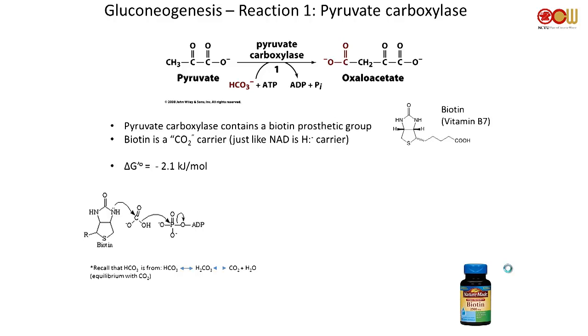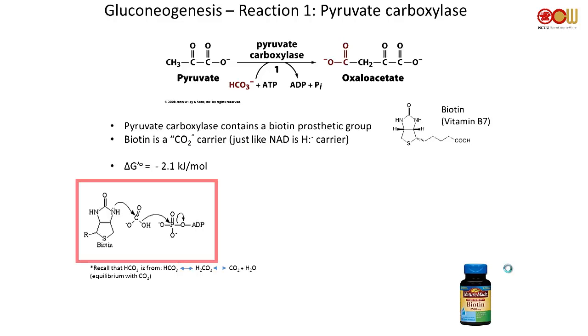Pyruvate carboxylase contains a particular molecule called biotin. Biotin is vitamin B7. We talked about vitamin B1, and now vitamin B7. So you can go home and show your mom, hey, vitamin B7 is this, and it's used for doing gluconeogenesis. You could say, eat more biotin. Biotin serves as a CO2 carrier. Just like NAD is a hydride carrier, biotin is typically the CO2 carrier.